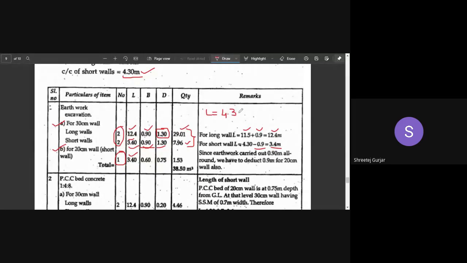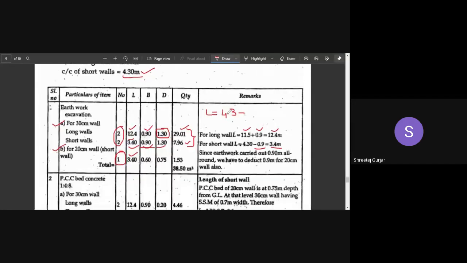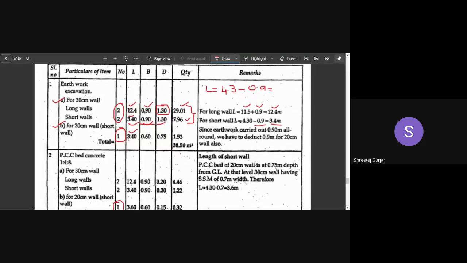This is a 20 centimeter wall, right? What we usually do is we deduct this width 0.6, but here we do not deduct 0.6. We have to deduct 0.9, and not 0.6. See, what we get is 3.4. You can see it is the same as what you have calculated in your previous short wall, that is 3.4, right?